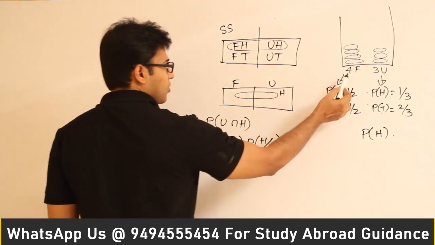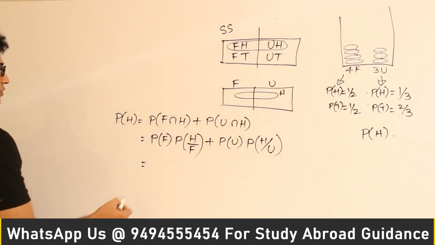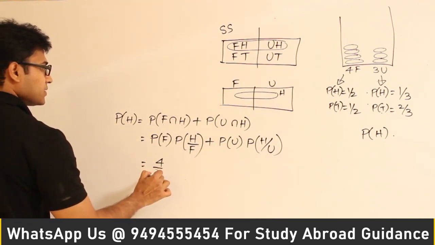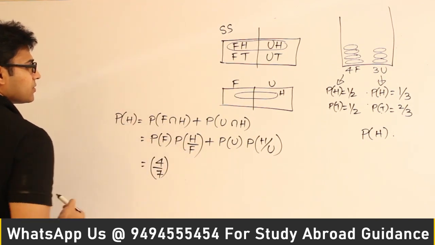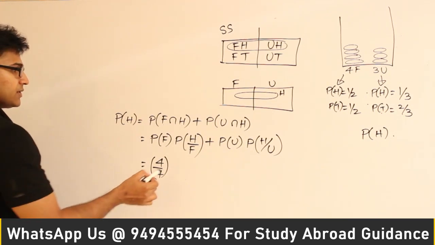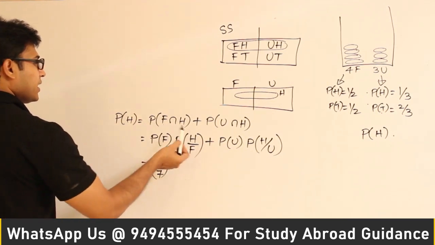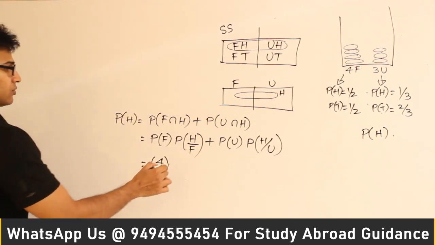What is the probability of getting a fair coin? Out of these 7 coins total, 4 coins are fair, therefore 4 by 7 is the probability of getting a fair coin. Now what is the probability of getting a head given that it is a fair coin? We know that since it is a fair coin, the probability of getting a head is equal to the probability of getting a tail, which is 1 by 2. Got it?